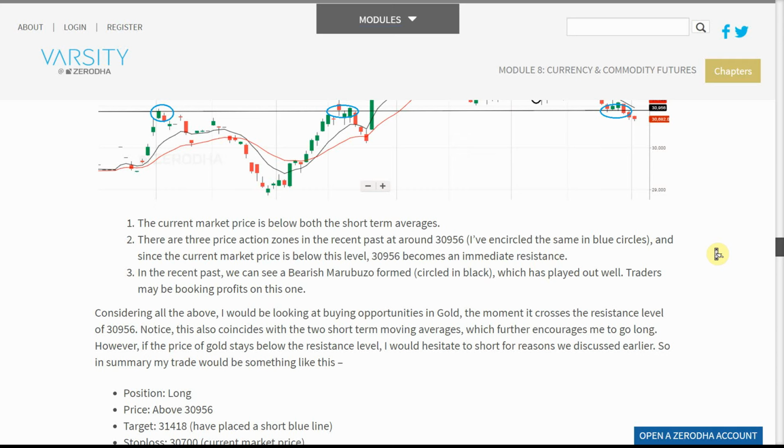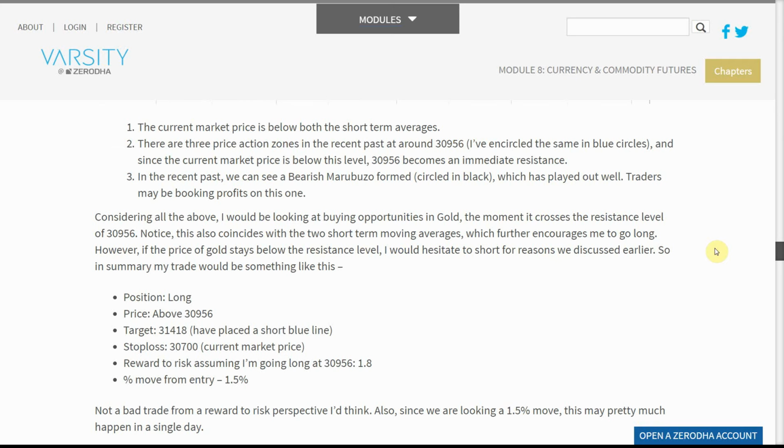In the recent past, we can see a bearish Marubozu formed, circled in black, which has played out well. Traders may be booking profits on this one. Considering all the above, I would be looking at buying opportunities in gold the moment it crosses the resistance level of 30,956. Notice, this also coincides with the two short-term moving averages, which further encourages me to go long. However, if the price of gold stays below the resistance level, I would hesitate to short for reasons we discussed earlier.